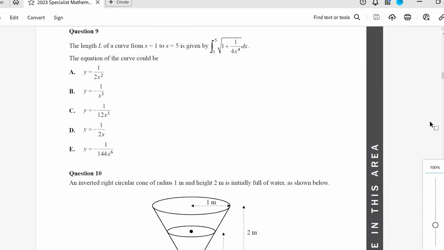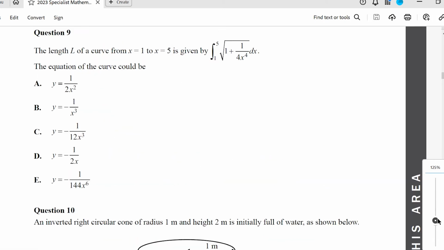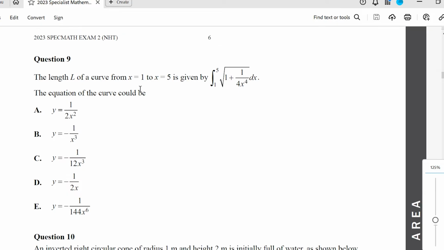Okay. This is the length of a curve question. We're given the integral here, and we need to figure out the curve. So the formula we're using is the integral of the square root of 1 plus (dy/dx) all squared. So this part is the (dy/dx) all squared.